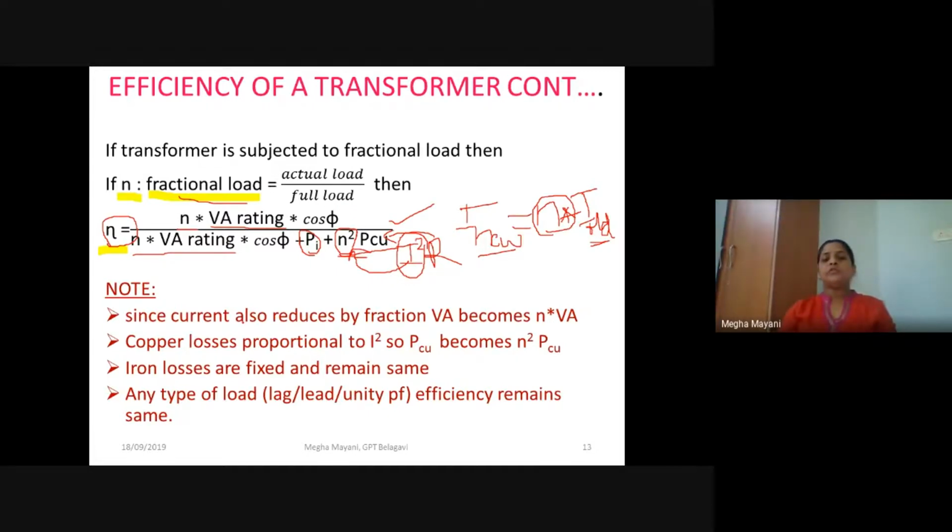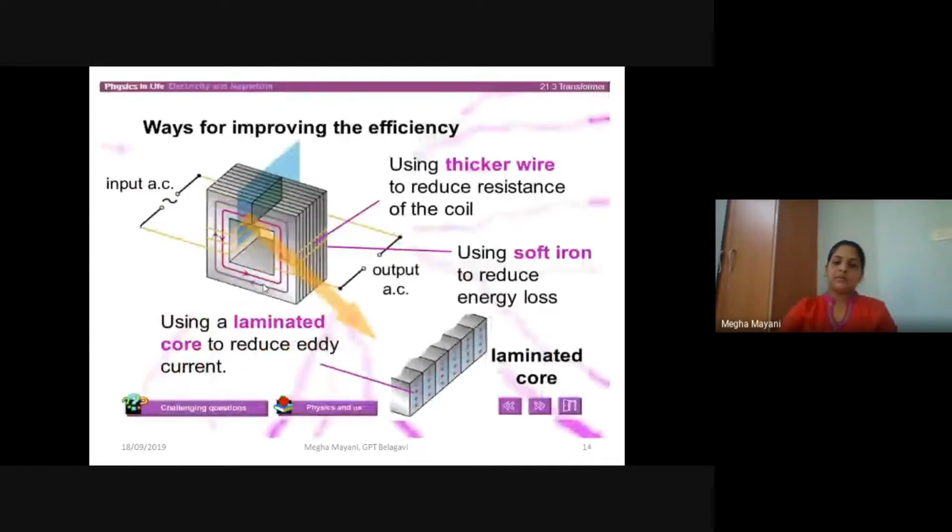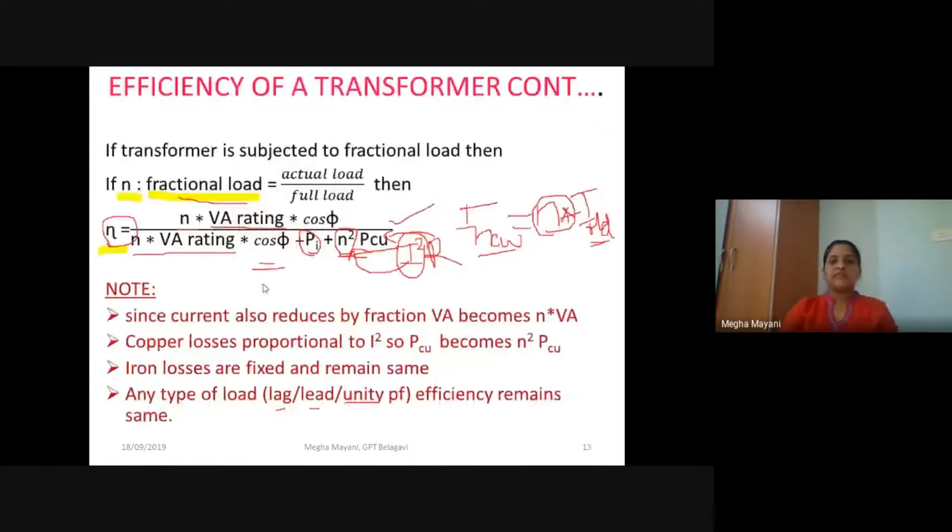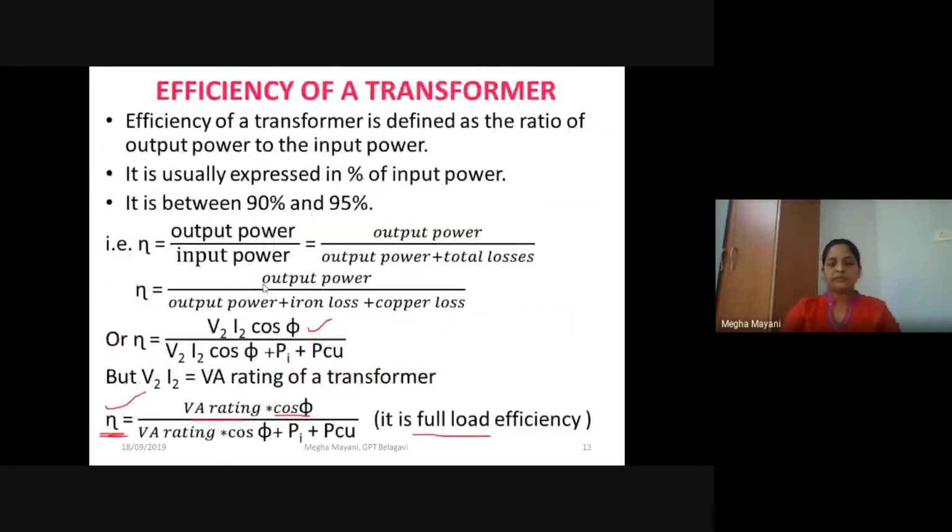One point to remember, friends: whatever the type of load, whether you have a lead type, lag type, or a unity power factor, that is, whenever the load is inductive, capacitive, or resistive, the efficiency expression remains the same. There is no change in the expression, whether it is lead, lag, or unity power factor. Hence, this is about the efficiency of a transformer.